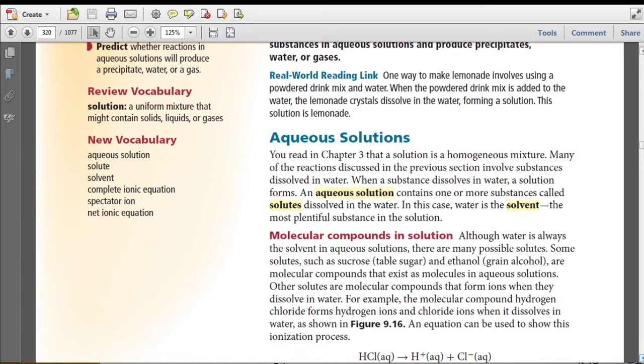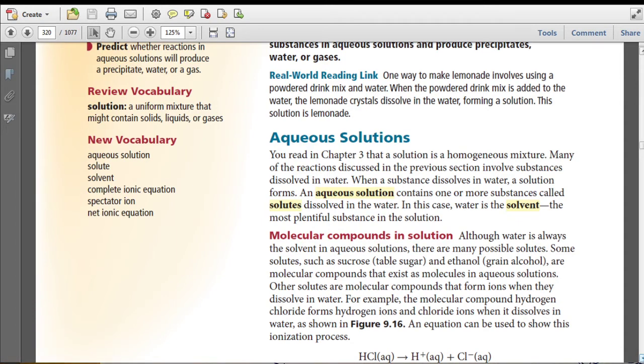You read in Chapter 3 that a solution is a homogeneous mixture. Many of the reactions discussed in the previous section involve substances dissolved in water. When a substance dissolves in water, a solution forms. An aqueous solution contains one or more substances called solutes dissolved in the water. In this case, water is the solvent, the most plentiful substance in the solution.